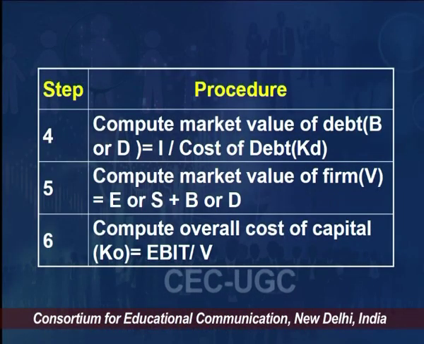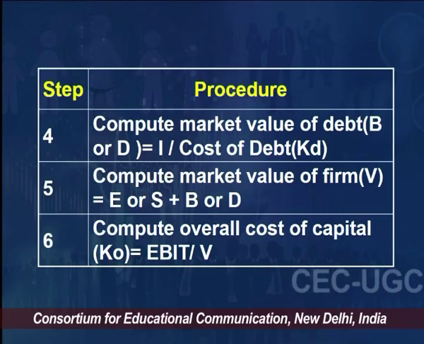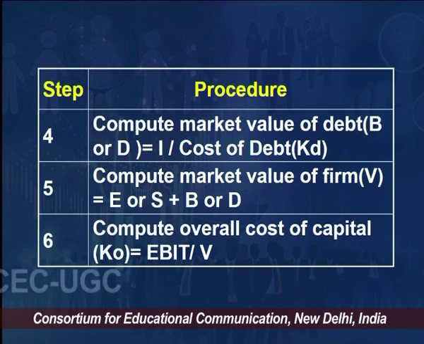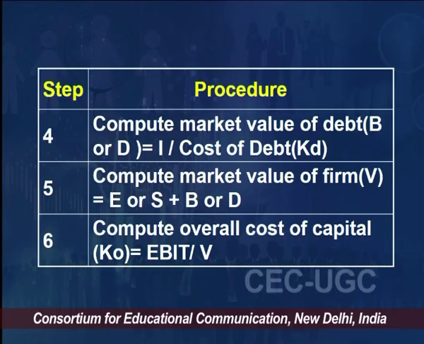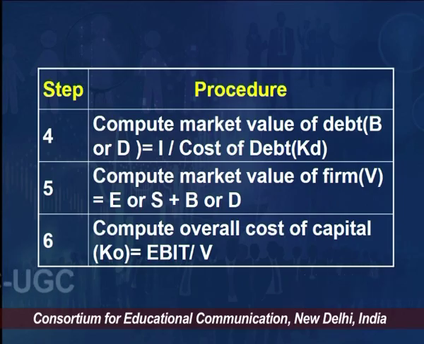Step 4 is compute market value of debt, which is B or D. B is bonds, D is debt. It is equal to I divided by cost of debt, KD, which gives you market value of debt. So I is the total amount of interest, divided by cost of debt. So that is the fourth step.